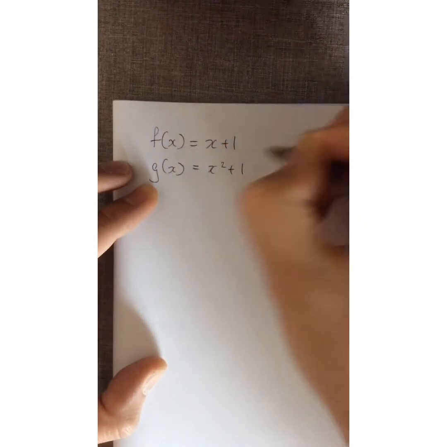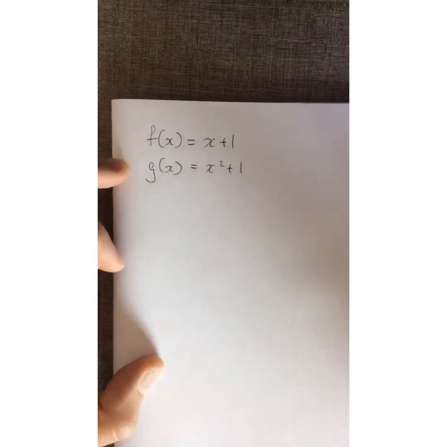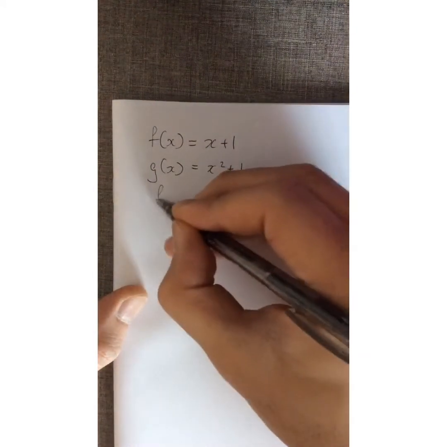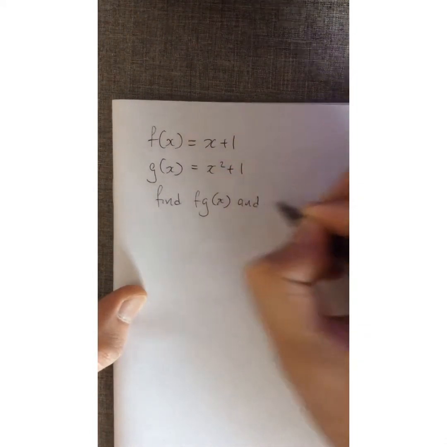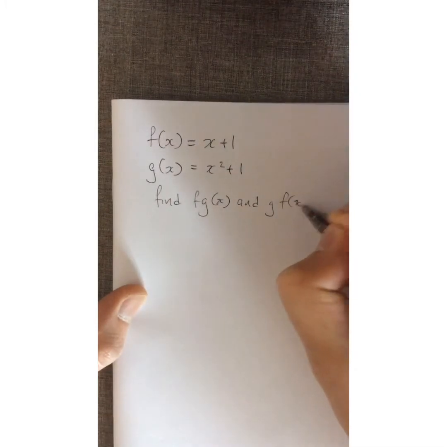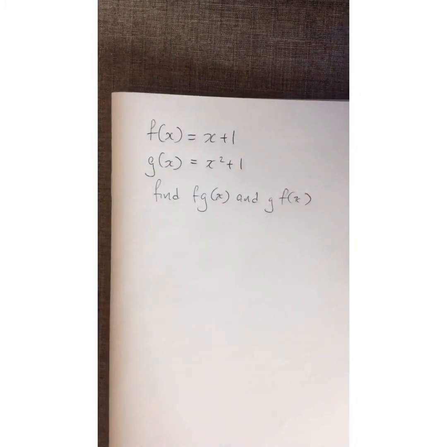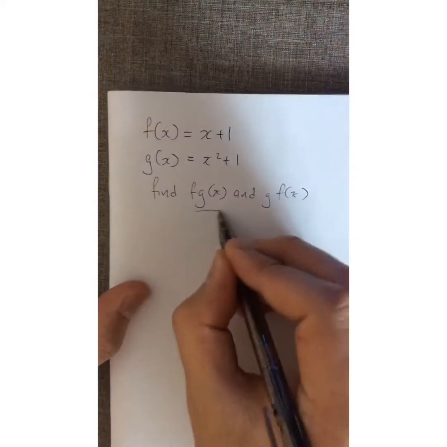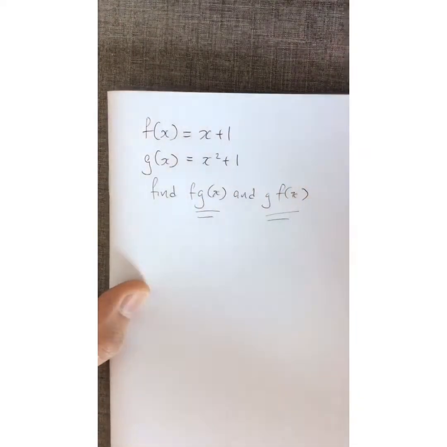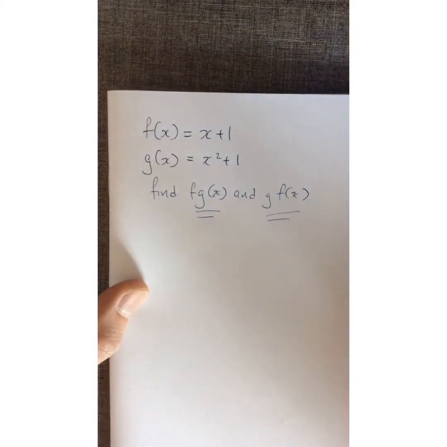Usually the question would give you something like this, right? And then they ask you to find f(g(x)) and g(f(x)). This is what it usually looks like. So you have to read through the question and find out immediately what the question wants. The question obviously wants f(g(x)) and g(f(x)). So how do you solve this problem?